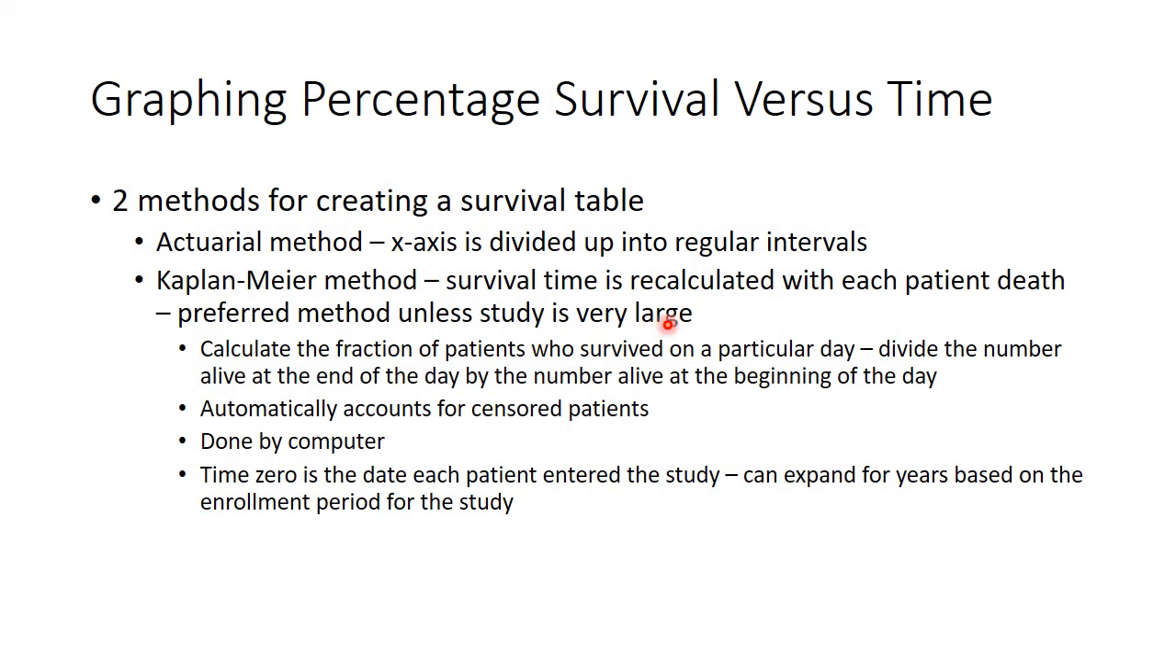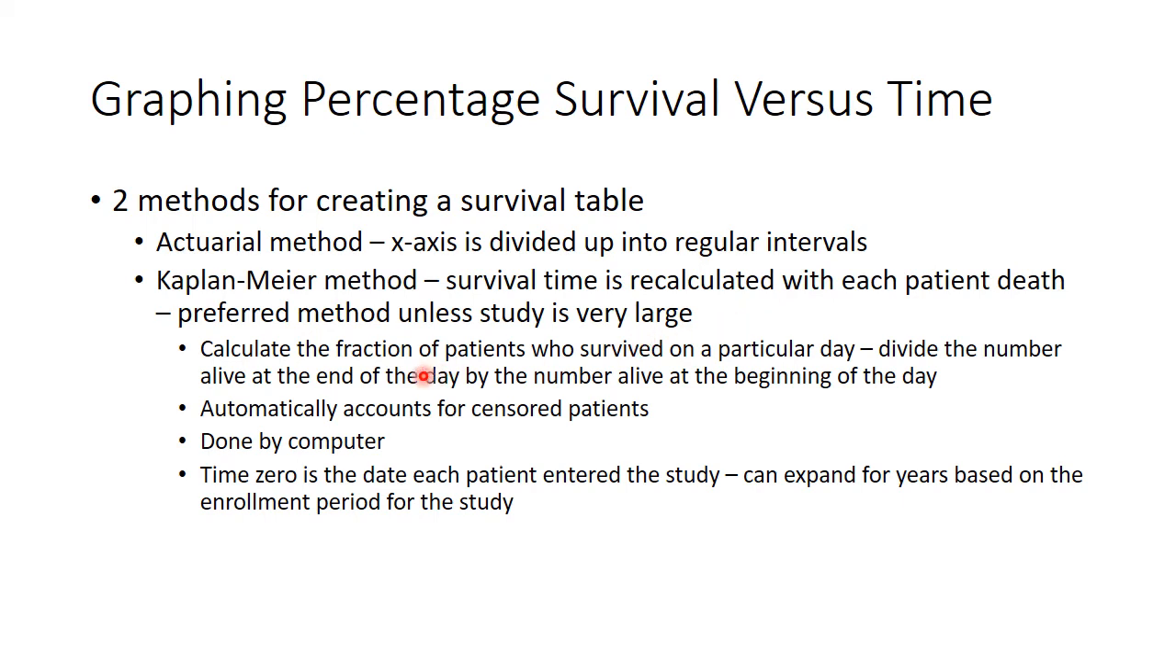So before we get to the actual curve itself, there's several ways you can graph these survival tables. There's this actuarial method where you'll find that the x-axis is going to be divided up into regular intervals, and there's also what we call a Kaplan-Meier method. We'll call these more commonly known as Kaplan-Meier curves. And basically, this is the more common one we're going to use, but the survival time is going to be recalculated with each patient death. And again, unless it's a very large study, this is going to be the preferred method.